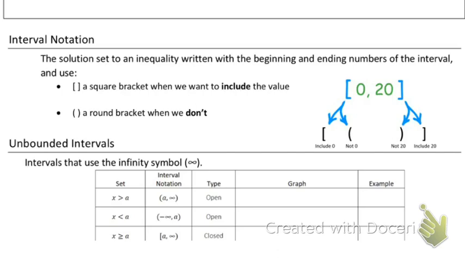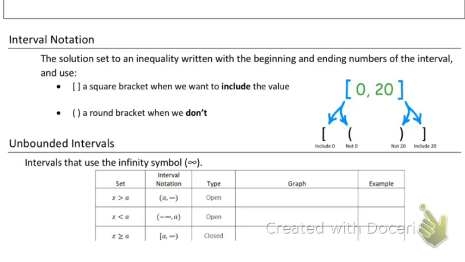We either use square brackets or round brackets, which I usually call parentheses because they are parentheses. Square brackets, we use that when we want to include those values. So if we look here, 0, 20, that is all the numbers between 0 and 20, including 0 and including 20, because that's what a square bracket does. It includes. Our parentheses, on the other hand, do not include those values. So those would not be inclusive.